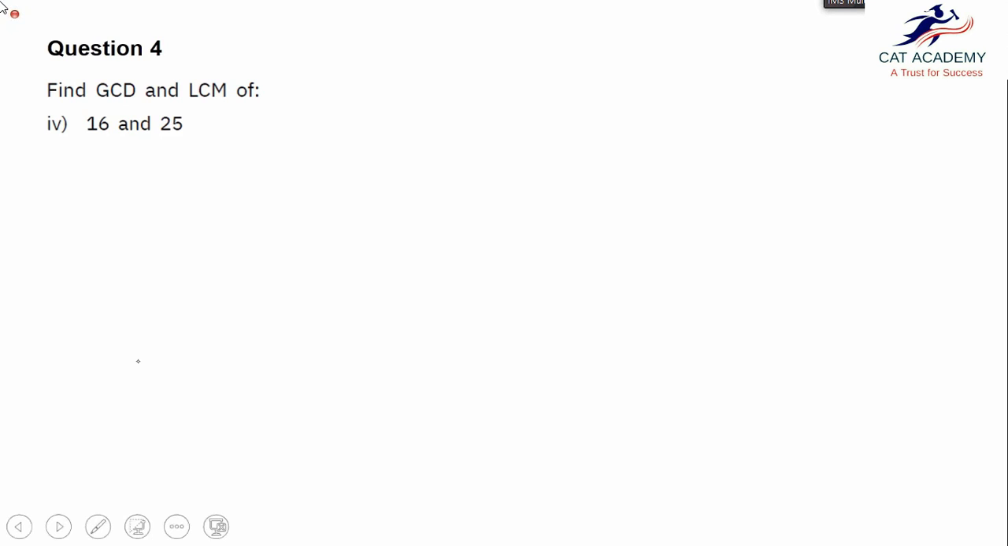Okay. 16 and 25. HCF is 1. LCM will be multiplication of the two, that is 400. See? Next. 28 and 308.